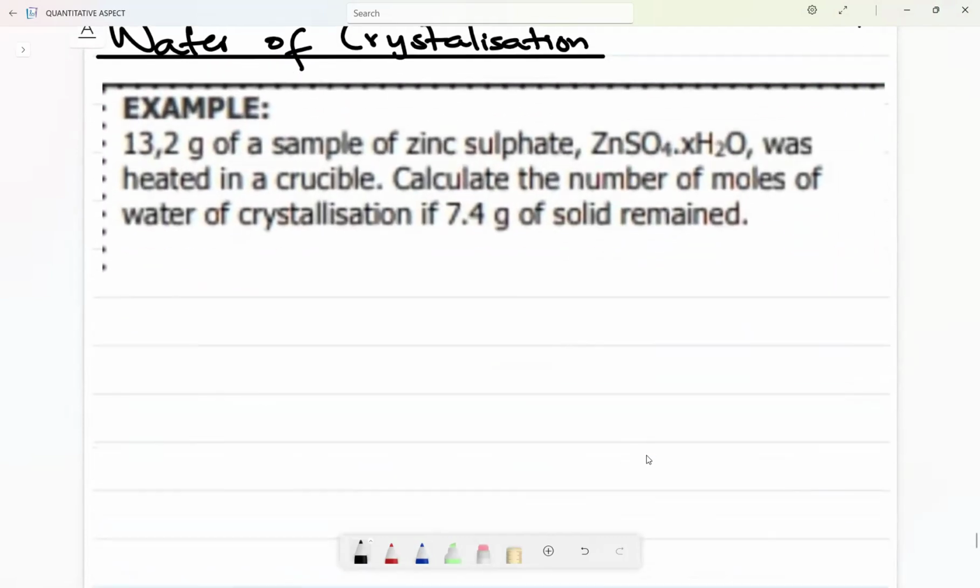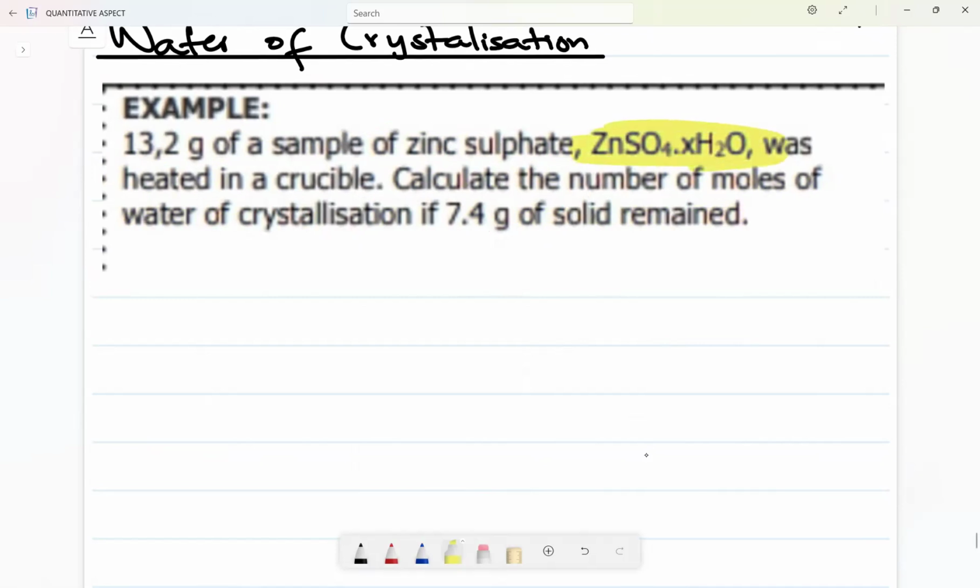So I'm told, I'm not sure if it is visible nicely because here it is dim, 13.2 grams of sample zinc sulfate. Okay. Zinc sulfate was heated in a crucible. Calculate the number of moles of water of crystallization if 7.4 grams of solid remained. Okay, so remember zinc sulfate, it is all of these again.